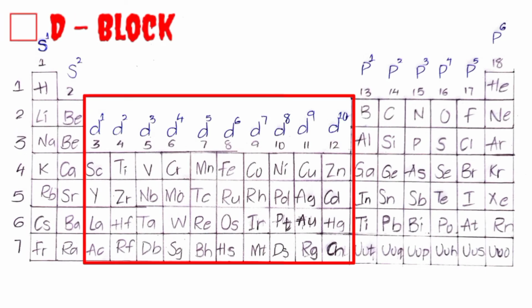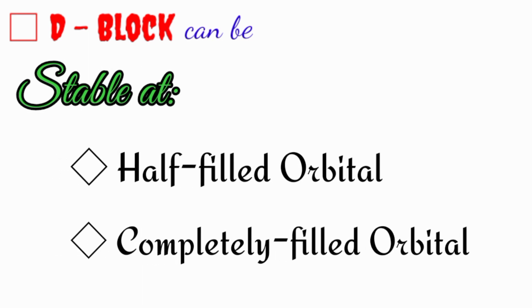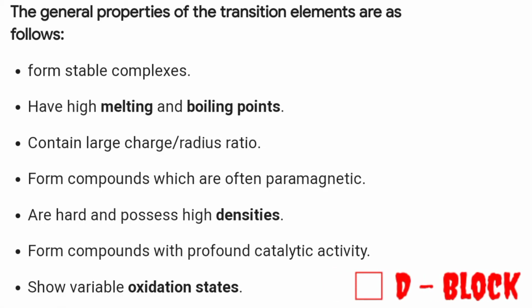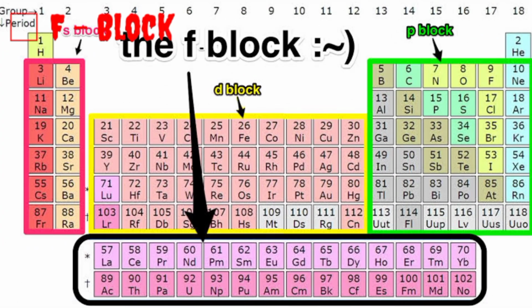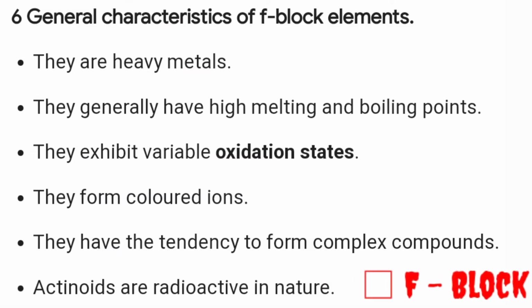The d-block is found in the middle of the periodic table. It is also called the transition elements block. The elements in this block can find stability in half-filled orbitals and completely filled orbitals. These are some of the properties of d-block elements. Finally, the f-block is placed separately at the bottom of the periodic table. This block consists of inner transition elements and radioactive elements. These are some of the properties of f-block elements.